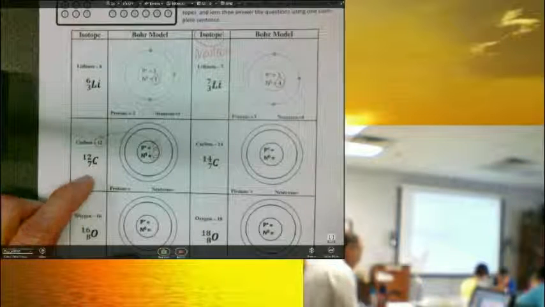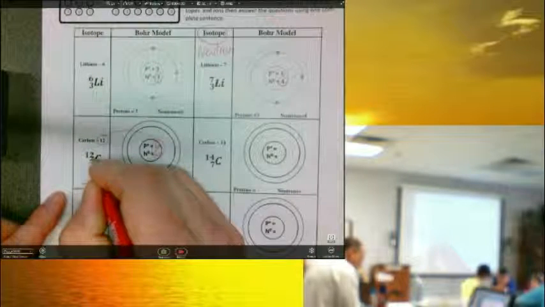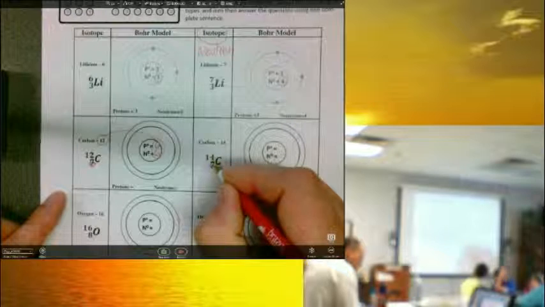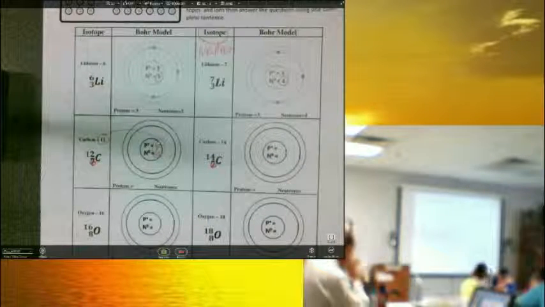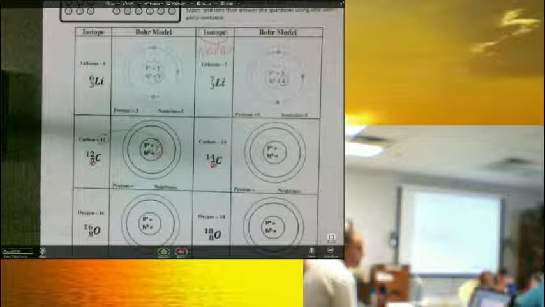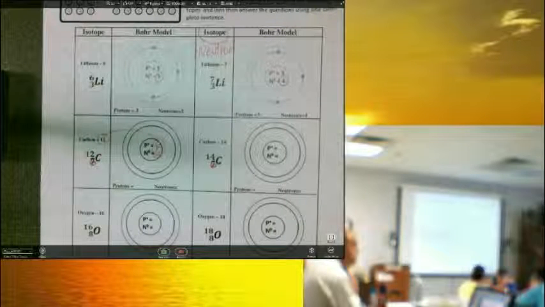Carbon 12. And this should have been a 6 here. I apologize. This is a typo on my part. Let's change it. That should be a 6, not a 7. I apologize. Okay, did everybody have this sheet? Make sure you're following along.